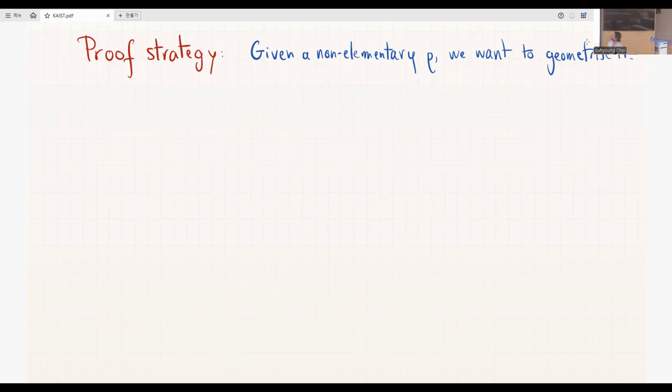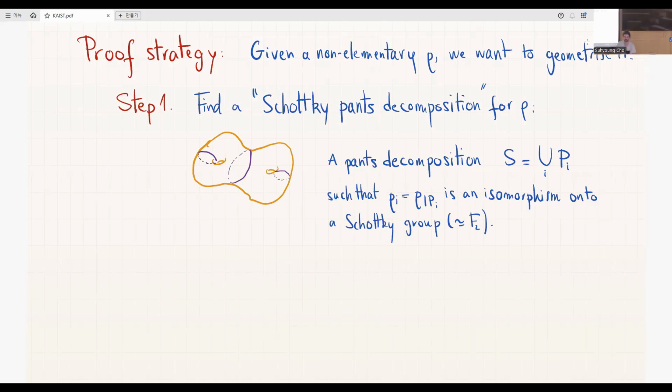So it goes as follows. You start with a representation rho, and you want to geometrize it, meaning that you want to find a geometric structure whose holonomy is rho. The first step of this proof is to find what I call a Schottky pants decomposition for rho. So you want to find a pants decomposition of your surface such that when you restrict your representation to each pair of pants, you get an isomorphism onto a Schottky group.